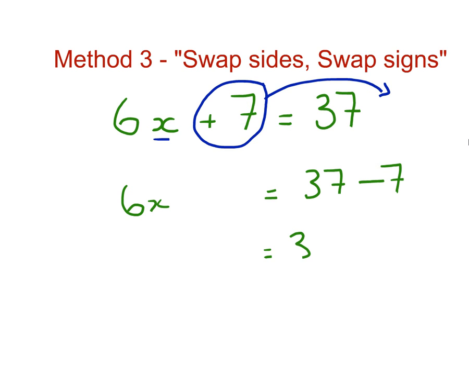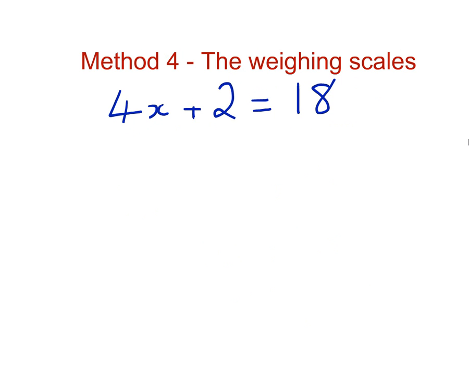37 minus 7 is 30, 6x is 30, so x equals 30 divided by 6, which is 5. Again, it's a nice simple method, but it does get confusing when we bring in x's on both sides. But still works nonetheless. Here we have the weighing scales.